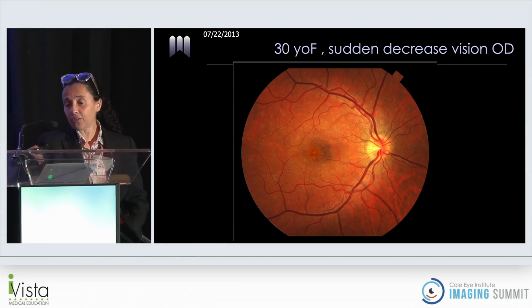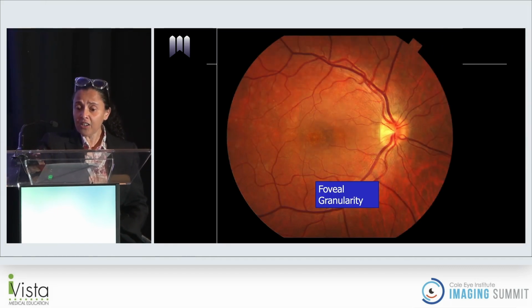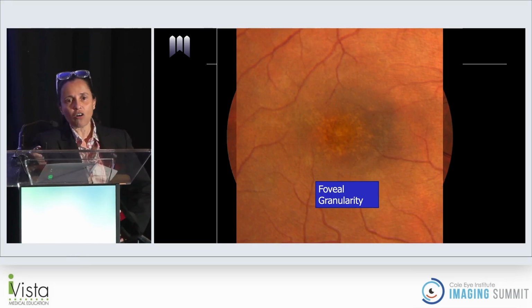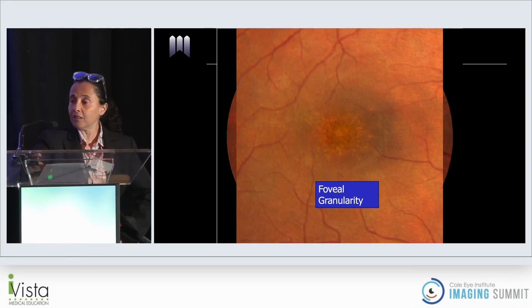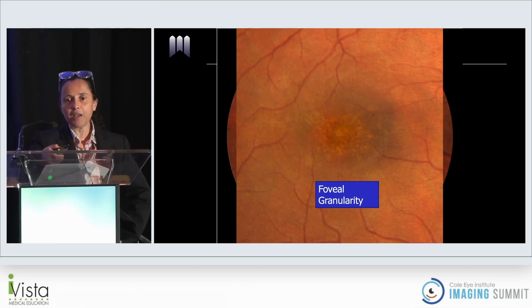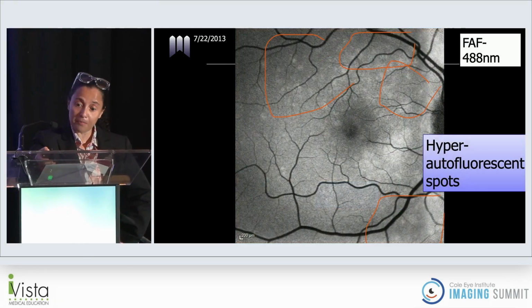This is another 30-year-old with decreased vision, just unilaterally. And here, the clue is in the fovea. So a lot of times the white dots are hard to see, but the foveal granularity is a lot easier. And the nice thing about the foveal granularity is it could stay forever. So even after the original white lesions go away, if you see this, that's sort of a clue that this patient may have had an episode of this disease in the past.